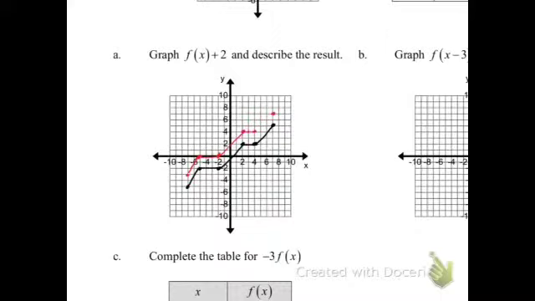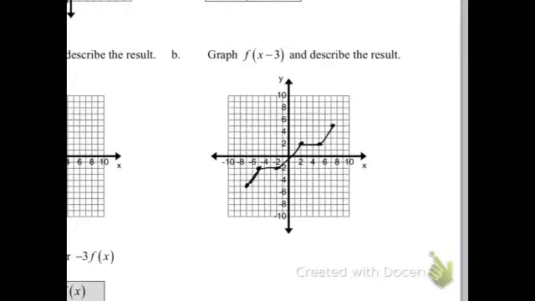Oh, whoops. I messed up on the original. This should be over 1 more point. Yeah, it should be right there. But anyway, you get the idea. You just take everything, move it up 2 points, and you got your new graph. Moving on to the next one.